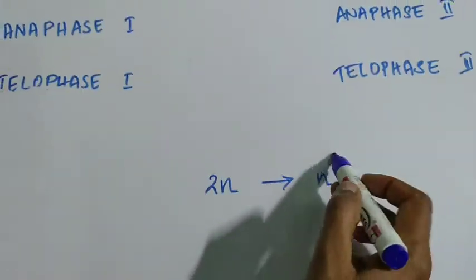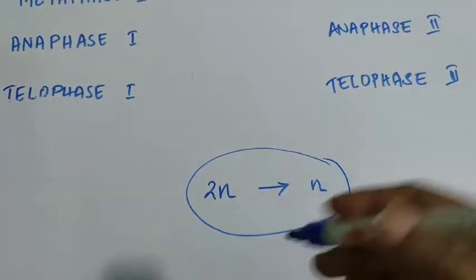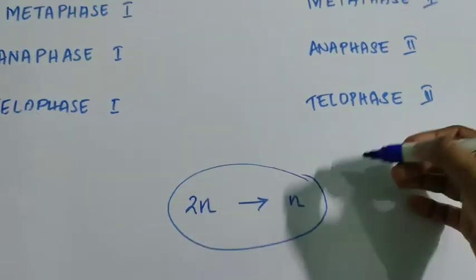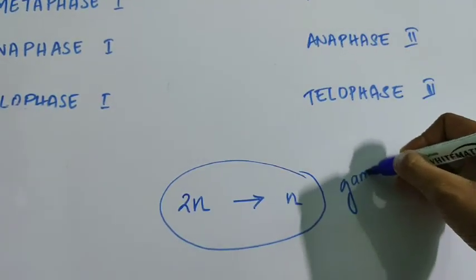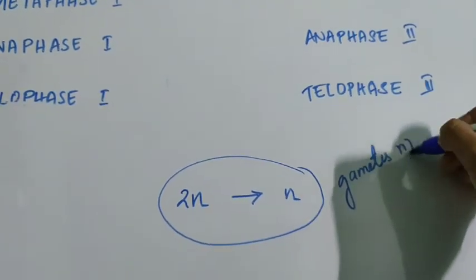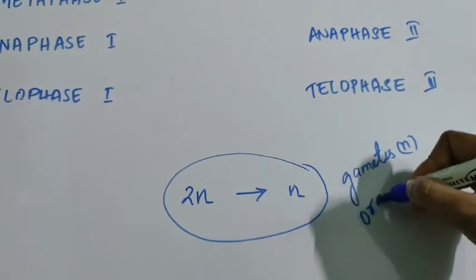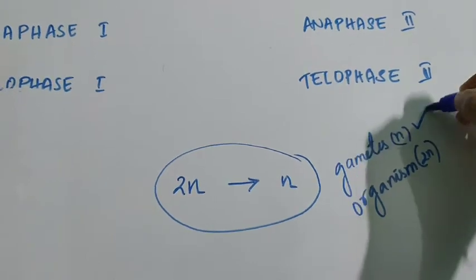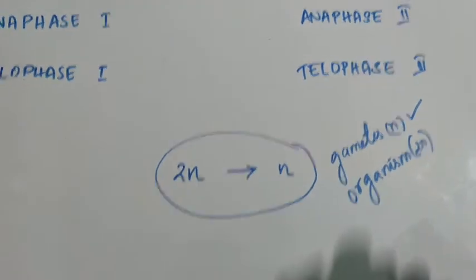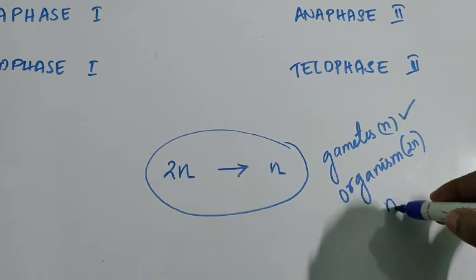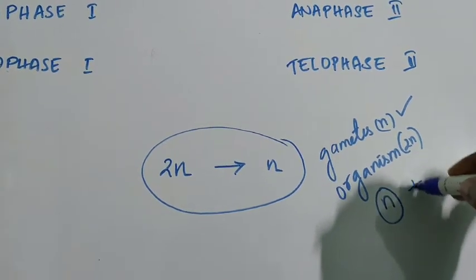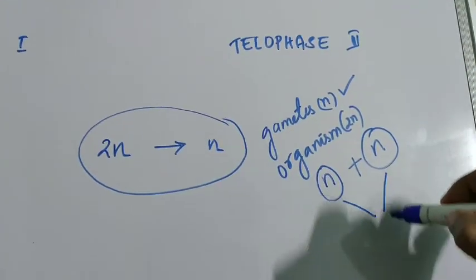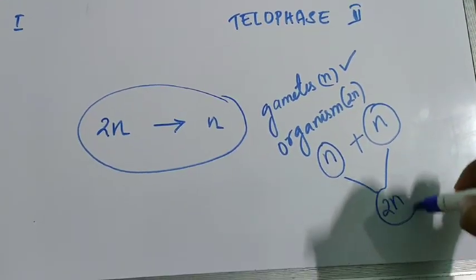Now, where do you think this kind of division, where there is reduction in chromosome number, is important in your body? Recall that the gametes are always haploid. If the organism is diploid, the gametes which are formed will always be haploid. Why? The sperm which is haploid, when it fuses with the ovum which is again haploid, together they give rise to an organism which is diploid.